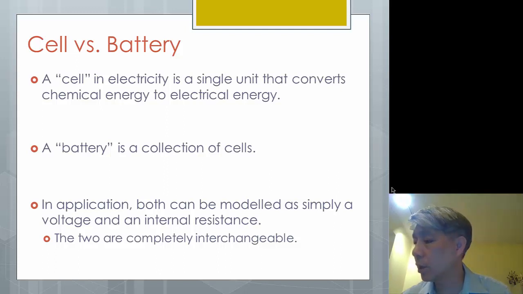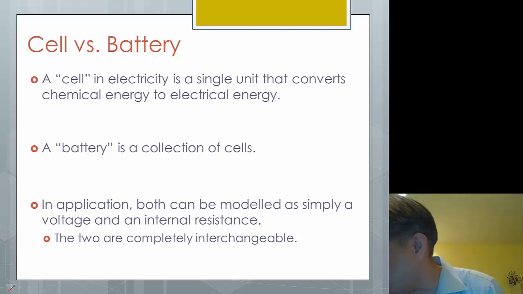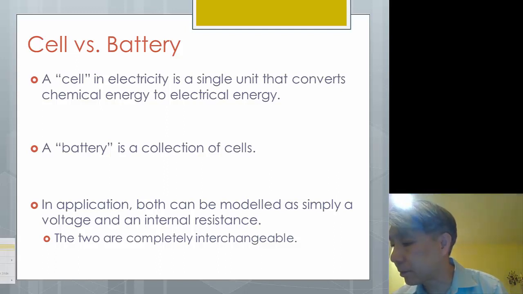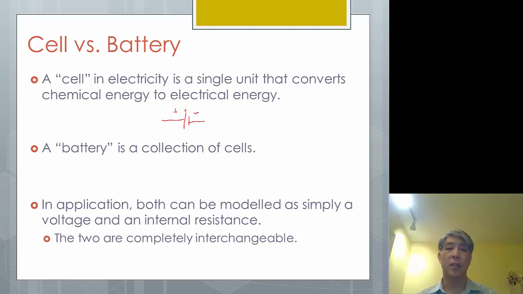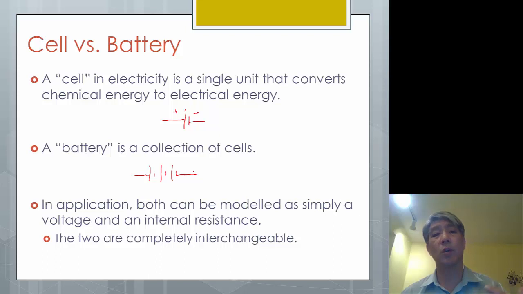There's also a difference in symbology. The cell has this kind of symbol: one long line, one short line, and again, the long side is the positive side, the short side is the negative side. A battery just duplicates that symbol multiple times. It could be once, it could be twice, it could be 3 times, or more, it doesn't really matter. It just indicates that this battery is a collection of 3 cells or multiple of them.